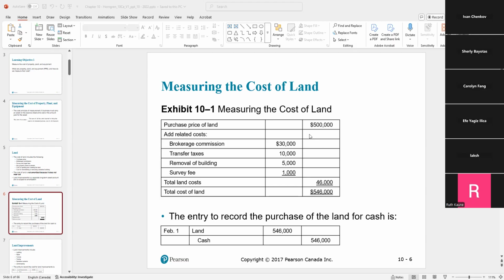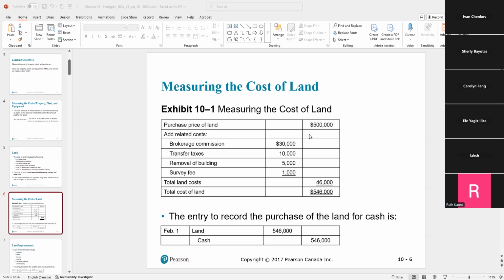Now, what do students usually do when they see that type of question? The question has two portions. One portion is to calculate the cost of the land. Sometimes they get it, sometimes they don't. Well, let's say you get it. You get 546. And after that, they have to do the journal entry to record the land.